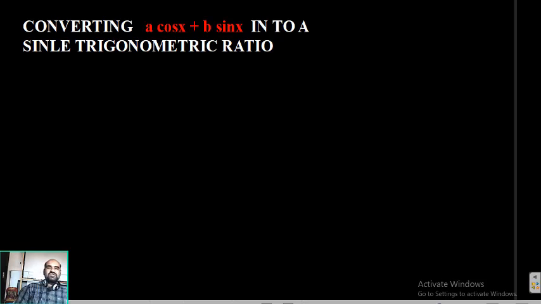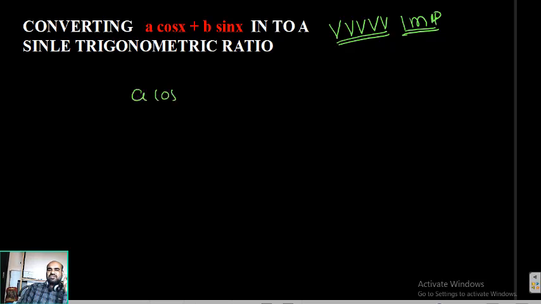Converting a cos x plus b sin x into a single trigonometric ratio, very important concept. Okay. A cos x plus b sin x. I want to convert it into a single trigonometric ratio, sin of something or cos of something, in such a way. Okay, do one thing. I will write with one condition. What is the condition? Here only I will write.